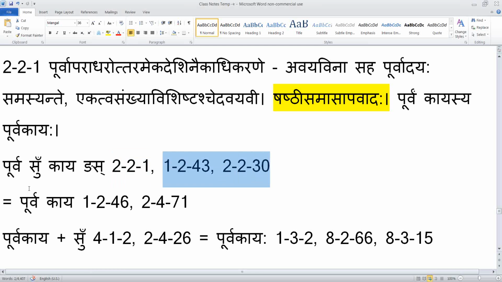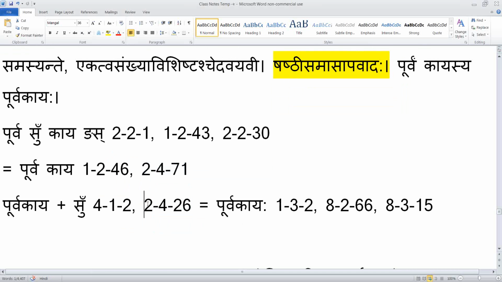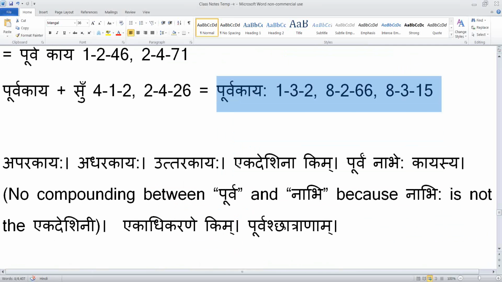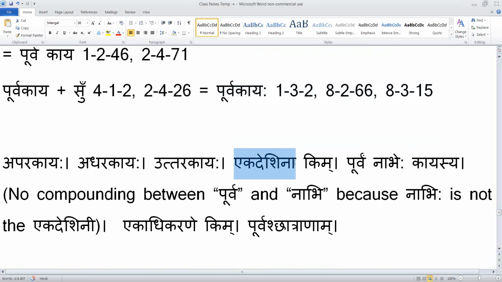So then we get, and of course the same thing as usual, samasascha supodhara padavidikayoho, we get purvakaya. Now, also here, we remember one thing: in a tatpurusha compound the lingam will be as the uttarapadam. Paravallingam dvandva tatpurushayoho. Because kaya will be masculine, purvakaya. Just decline it like that. So that's what we got. Similarly, aparakayaha, adharakayaha, uttarakayaha, and then ekadeshina itikyam.